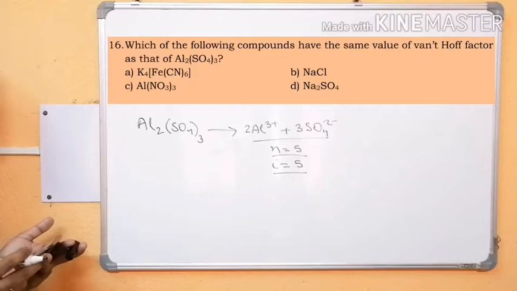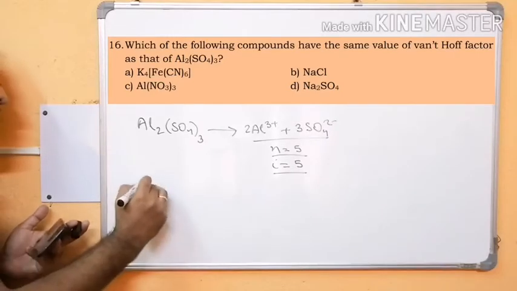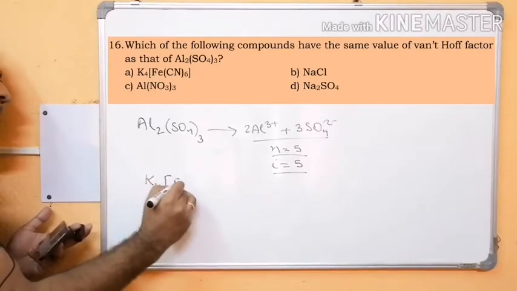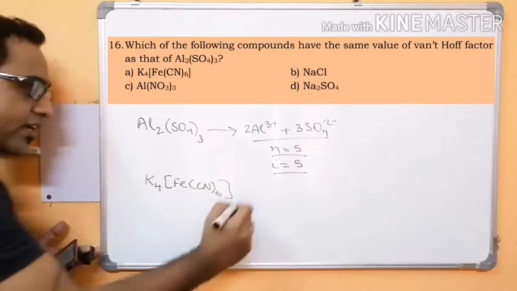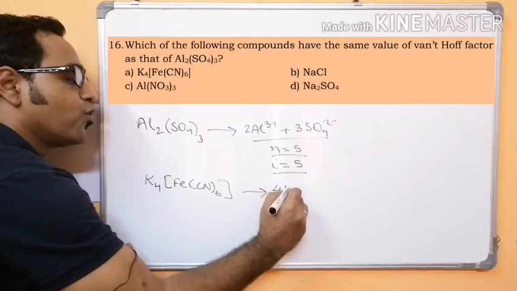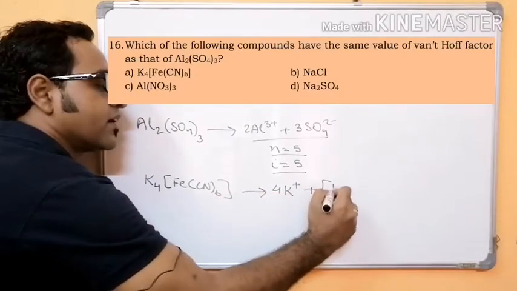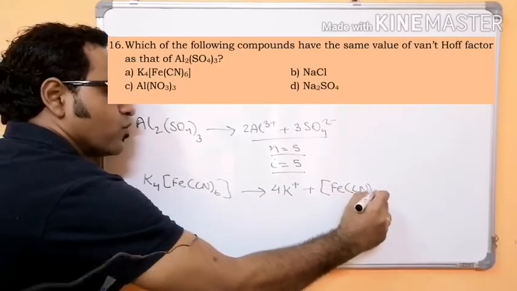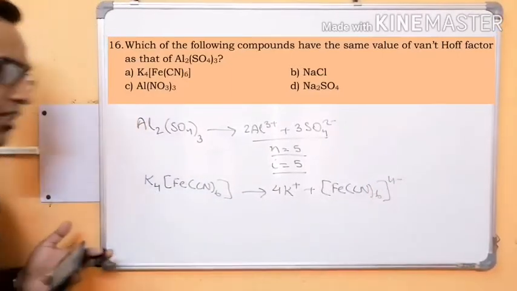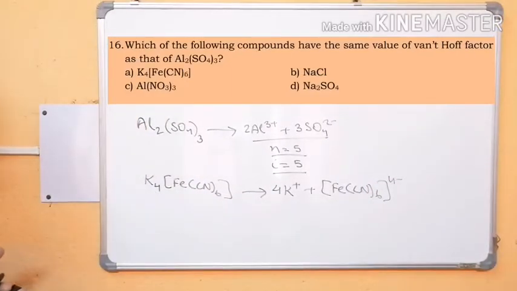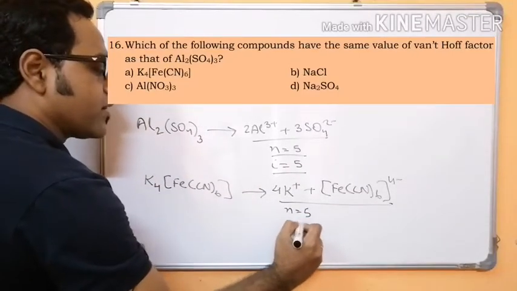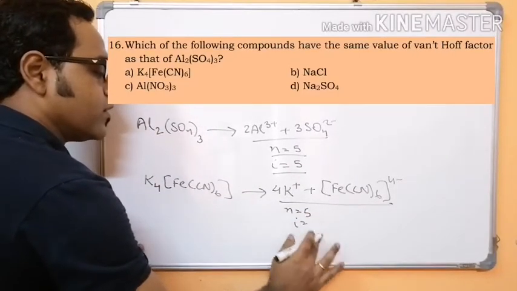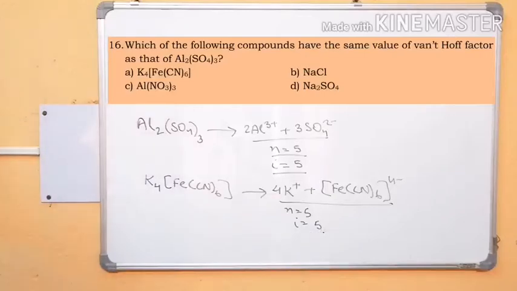So from the options given, the first option K4[Fe(CN)6], that is potassium ferrocyanide, will dissociate into 4K+ ions plus [Fe(CN)6]4-, that is the ferrocyanide ion. Here also the number of ions n equal to 5, so i equal to 5. So the correct answer is option A.